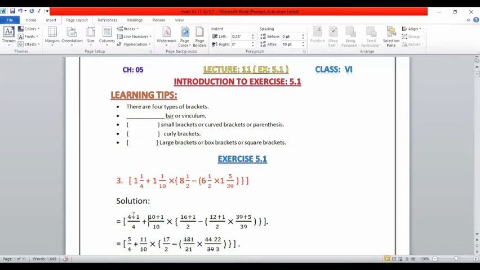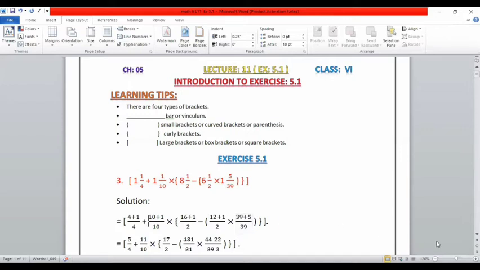Here 1 times 4 becomes 4 plus 1. Here 1 times 10 becomes 10 plus 1. Then here 8 times 2 becomes 16, then plus 1. Here 6 times 2 becomes 12, then plus 1. Here 1 times 39 becomes 39 plus 5.